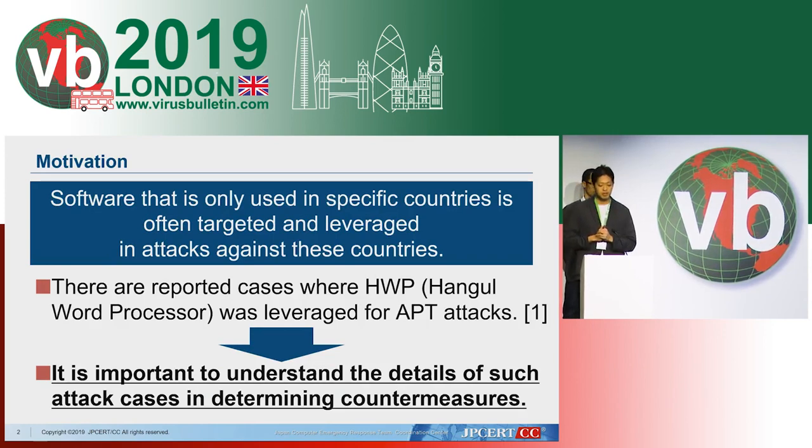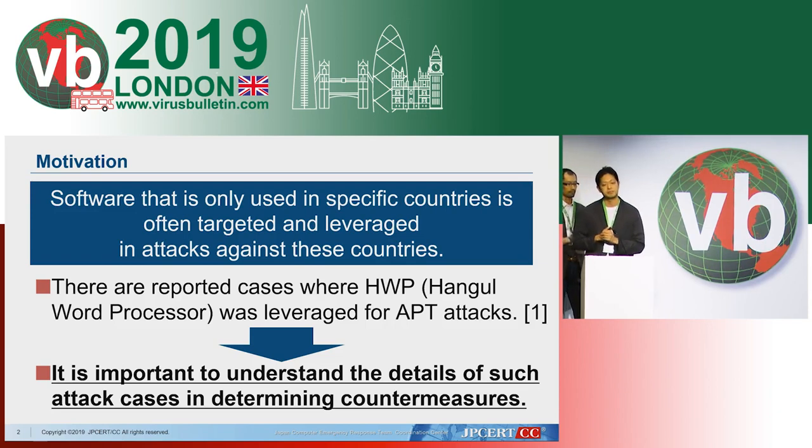Okay, let's move on to the main topic of today, APT cases exploiting vulnerabilities in region-specific software. As you know, APT attacks often leverage software vulnerabilities to infect victims with malware. Software that is often targeted includes Microsoft Office, Internet Explorer, or Adobe Flash Player, which is commonly used anywhere.